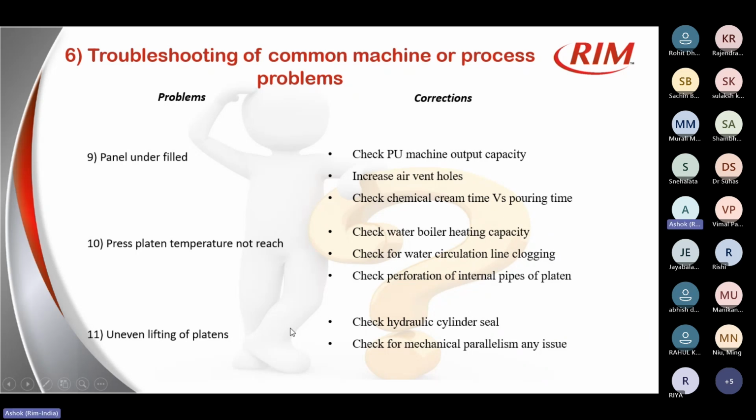Uneven lifting of platens, which usually reflects in the panel's waviness, or sometimes there is some bulging. This is mainly because the press hydraulic cylinders are not lifting the platen equally. So the press cylinder has to be checked, especially the seals, and whether the cylinder has some abnormality.